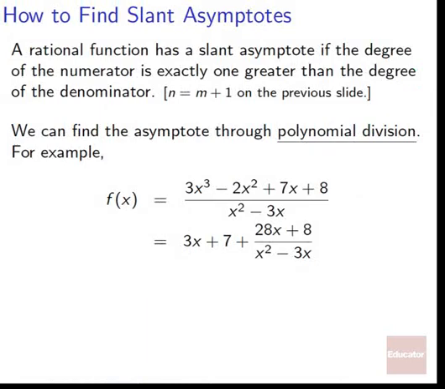All right, so let's talk about how to find slant asymptotes. A rational function has a slant asymptote if the degree of the numerator is exactly 1 greater than the degree of the denominator.